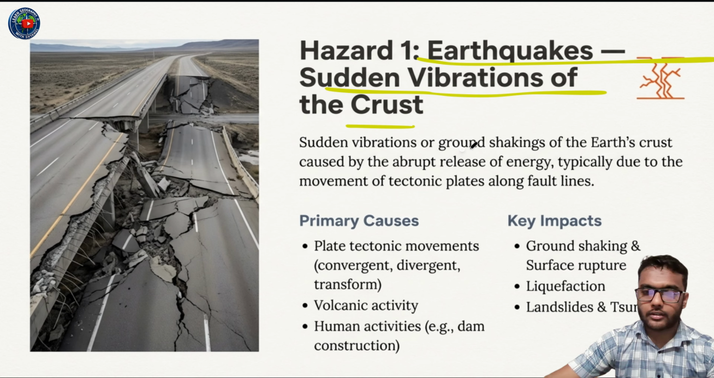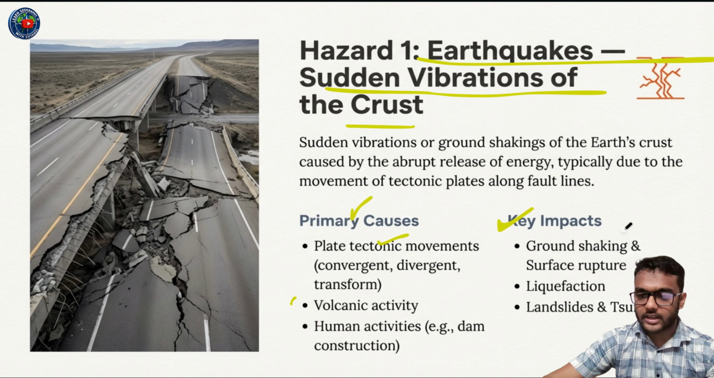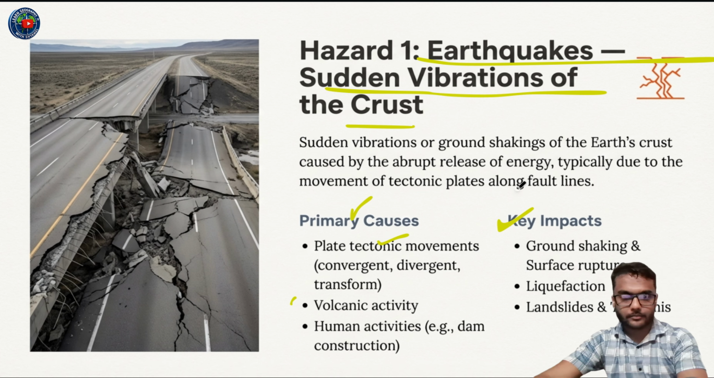Sudden vibration or ground shaking of the Earth's crust caused by the abrupt release of energy, typically due to the movement of tectonic plates along fault lines. The primary causes are plate tectonic movements like convergent, divergent, and transform boundaries, volcanic activity, and human activities like dam construction. Key impacts are ground shaking and surface rupture, liquefaction, landslides, and tsunamis.